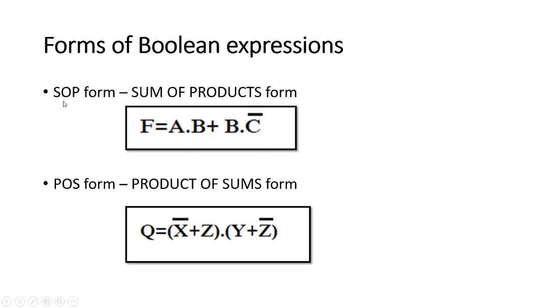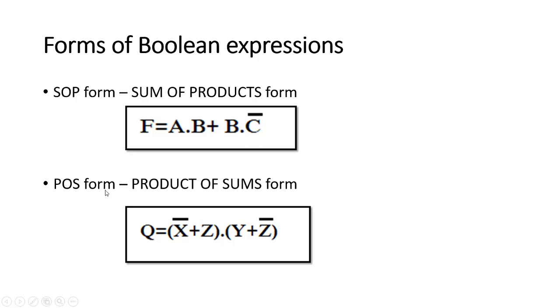Today we are going to learn about standard Boolean expressions. Now you know what Boolean expressions are. There are two forms of these Boolean expressions. One is called SOP form, sum of products form. Here this is the summation of these two products. So this expression is called an SOP form expression.